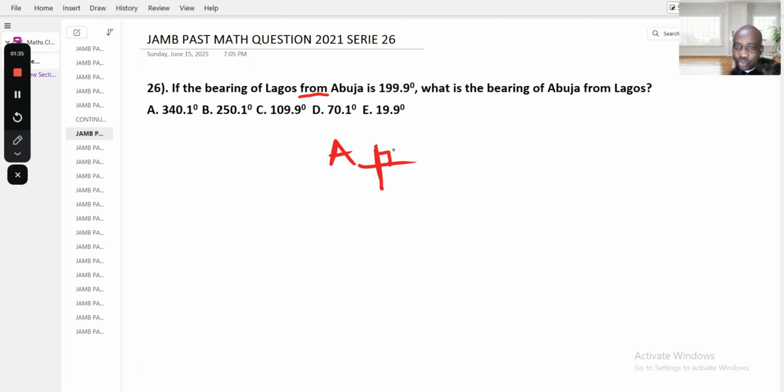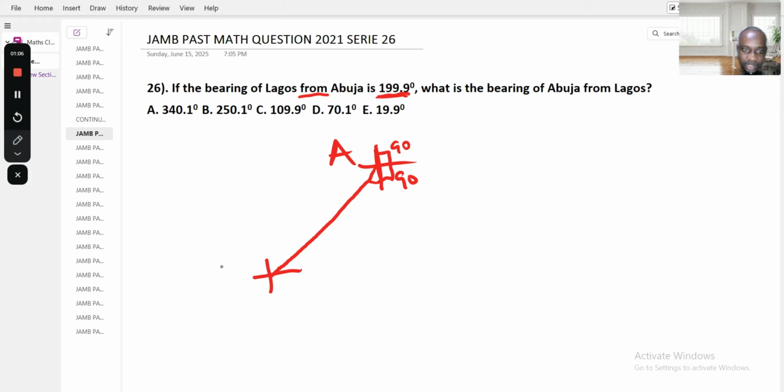From here to here is what? 90 degrees, isn't it? From here to here is another 90. 90 plus 90 is 180 degrees. And the question says the bearing is 199.9. This is 180, which means we still need an additional 19 degrees. From here, 180, 181, 182, up to 199, is going to stop here. Therefore, we are going to move down to Lagos.